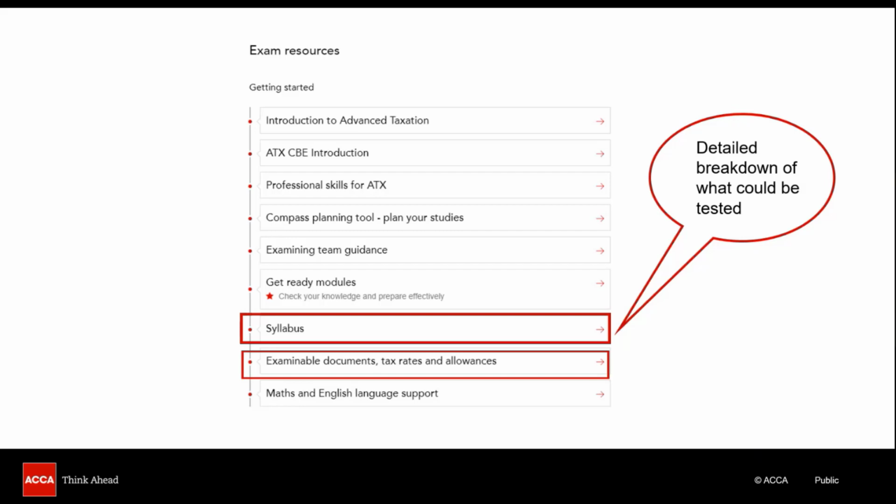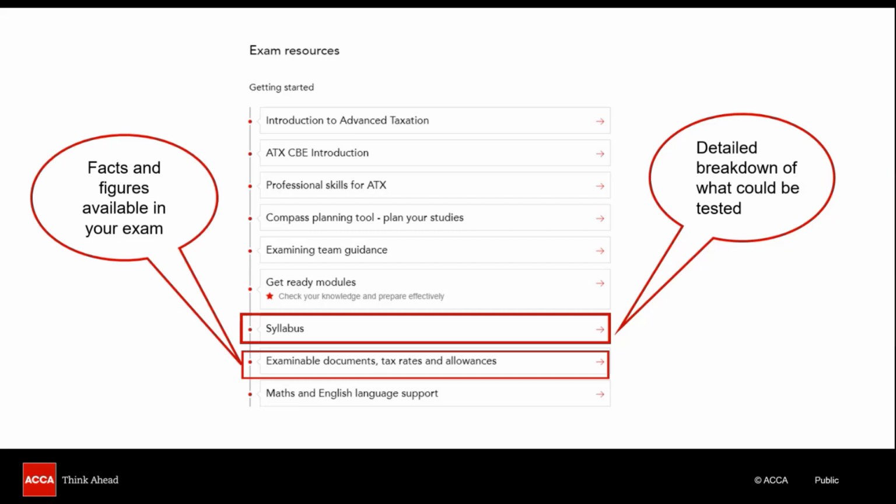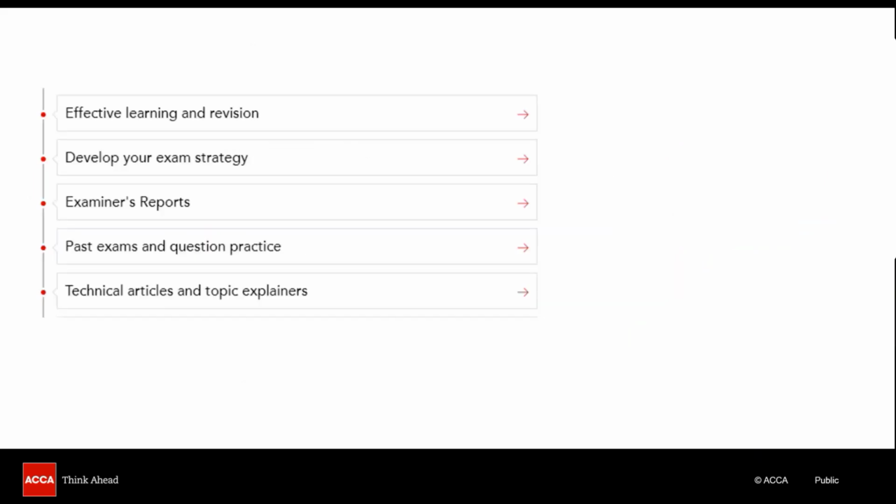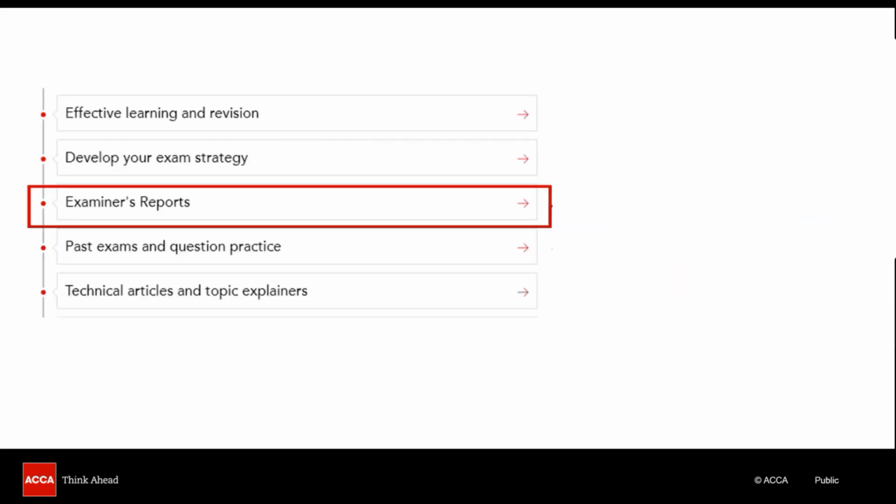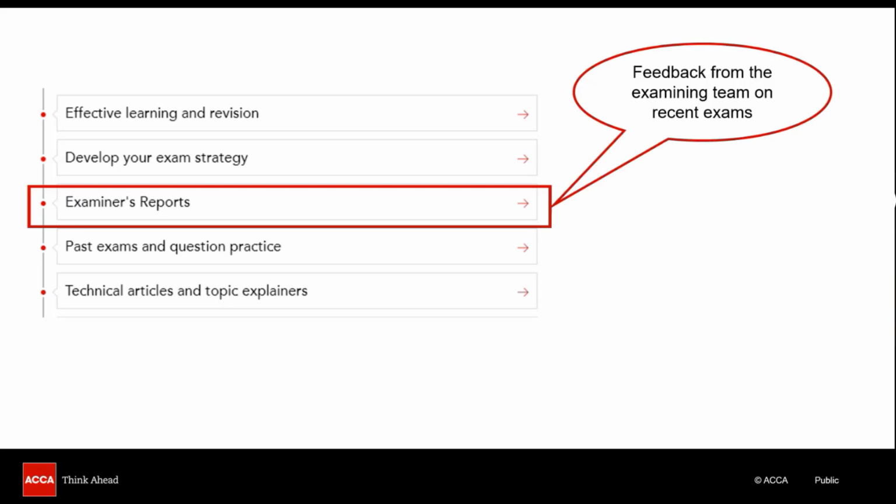You should ensure you become familiar with this document and use it during your studies so you know which facts and figures you can look up during your exam. An article is available to guide you on getting the best use out of the tax rates and allowances and explaining how to access them in your exam. Further down on the same page, you will find copies of recent examiners' reports where you can find feedback on recent exam sessions and get advice on how to approach specific topics.